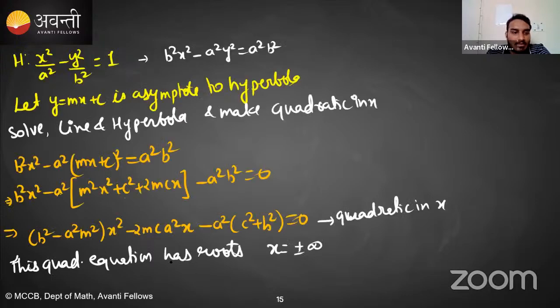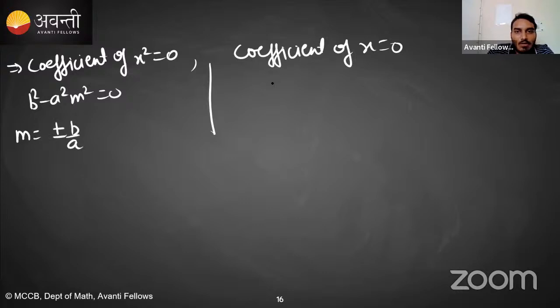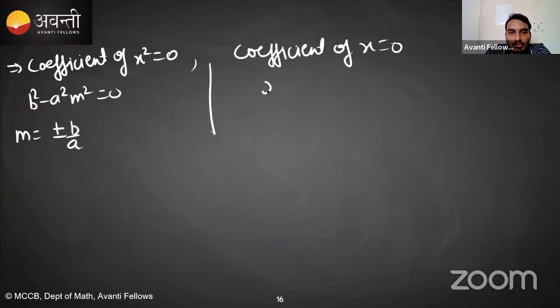What is the coefficient of x square? b square minus a square m square. b square minus a square m square is 0. So from here, m is equal to plus minus b by a. What is the coefficient of x? 2mc a square. 2mc a square should be 0.